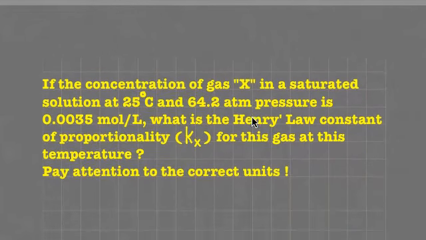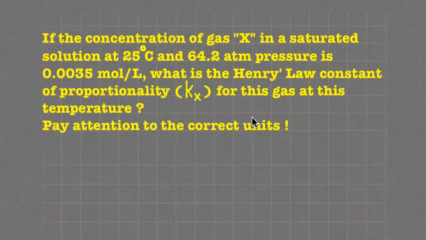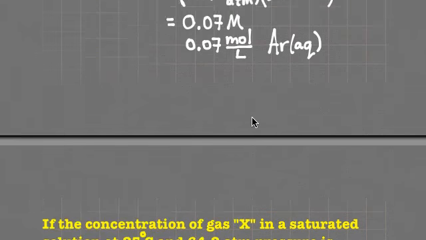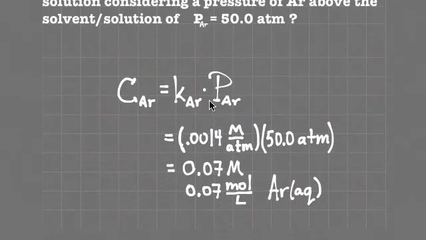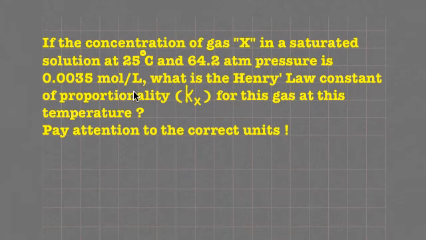Here's one more for thought. Work on this one if you feel like it. Want some practice? What's the concentration of gas X in a saturated solution at 25 Celsius and 64.2 atmospheres of pressure? Oh, they tell me the concentration, the solubility. Some books use a capital S for this C here, for solubility, how much will dissolve. The concentration is 0.0035 molar. And it wants to know this constant of proportionality.